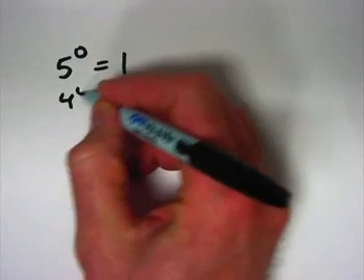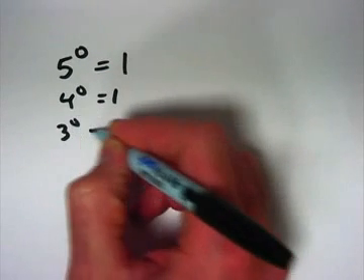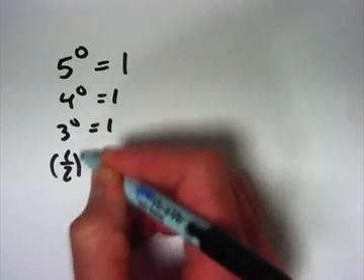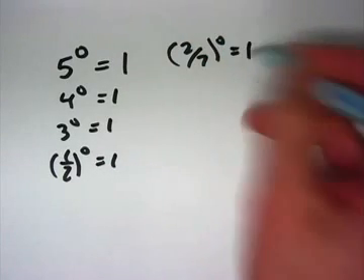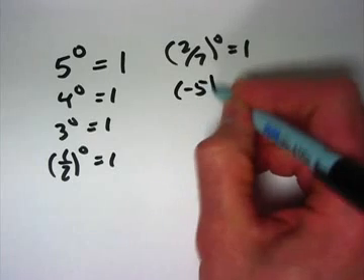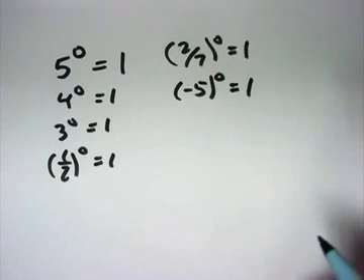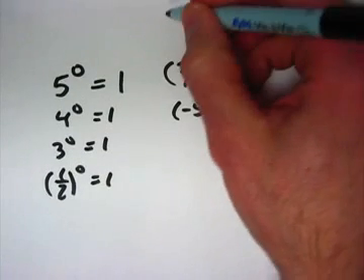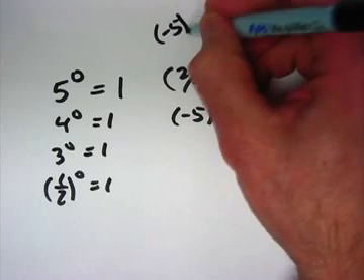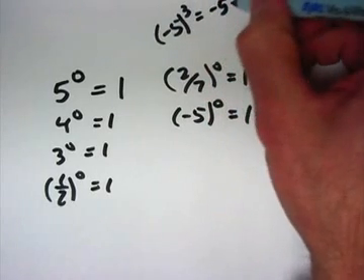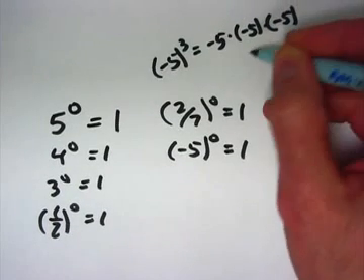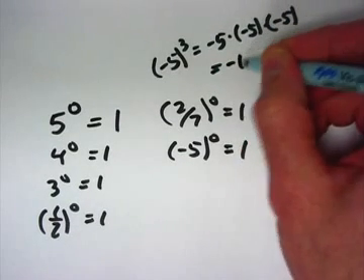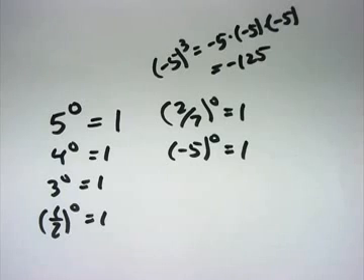And in fact, 4 to the 0 power equals 1, and 3 to the 0 power equals 1, and 1/2 to the 0 power equals 1, and 2/7 to the 0 power equals 1, and even -5 to the 0 power equals 1. I didn't do negative numbers to a power before, but you can. You know, -5 to the 3rd power would be -5 times -5 times -5. 3 negatives make a negative. This ends up being -125. You can raise negative numbers to powers.